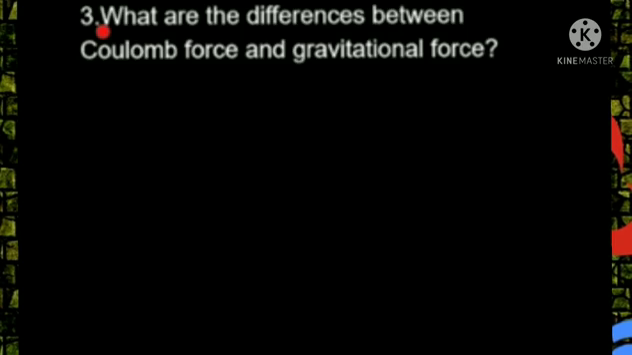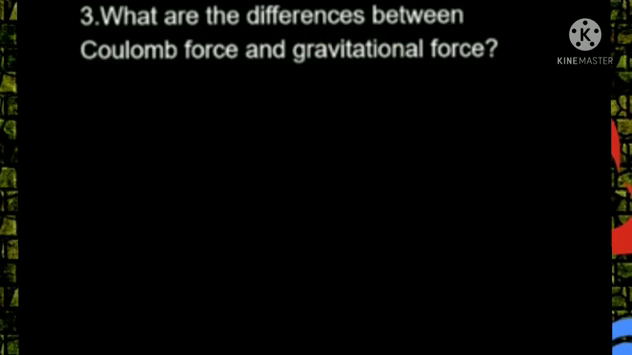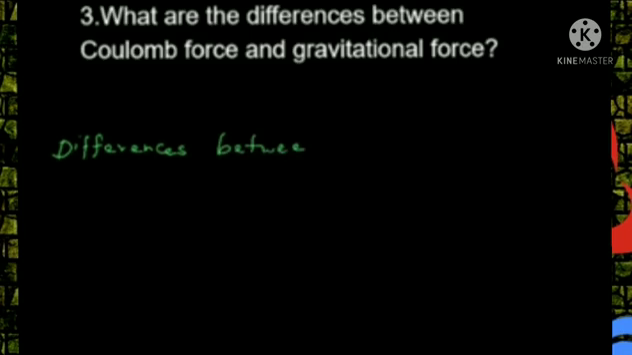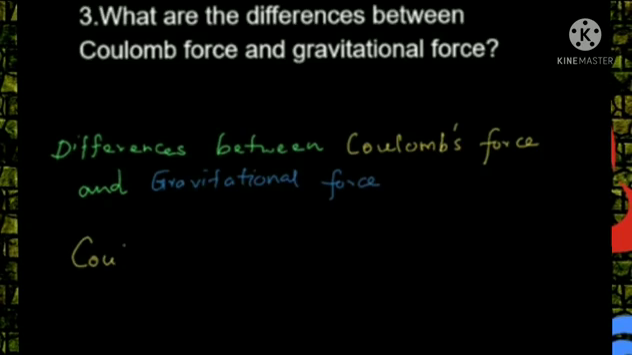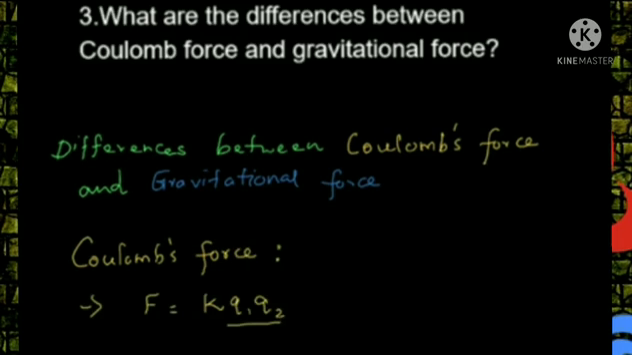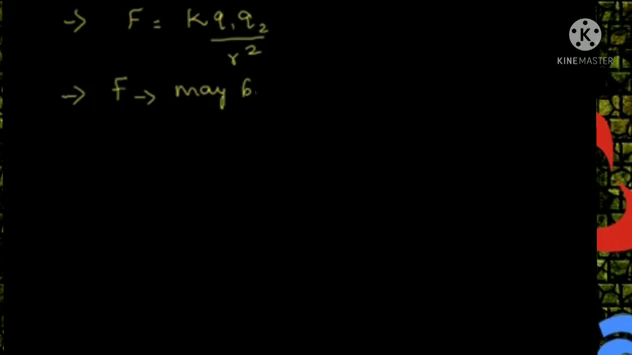Hello everyone. In this question, we are asked to write the differences between Coulomb's force and gravitational force. So let us discuss one after the other. First, we'll start with Coulomb's force. Coulomb's force is an electrostatic force that exists between two point charges. The charges may be either positive or negative, and it is given by the expression F = K Q1 Q2 / R squared.